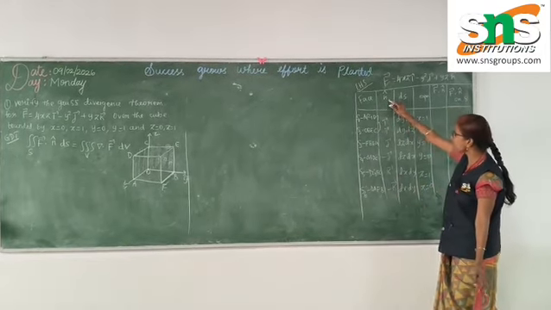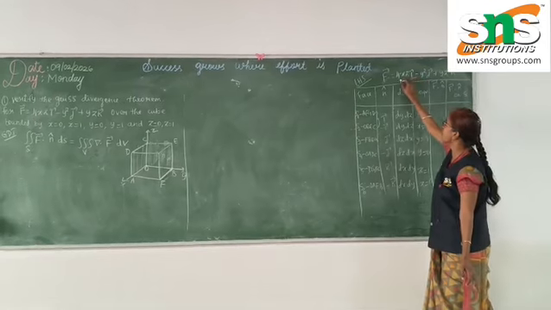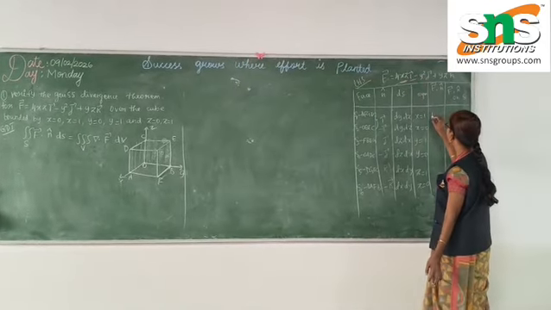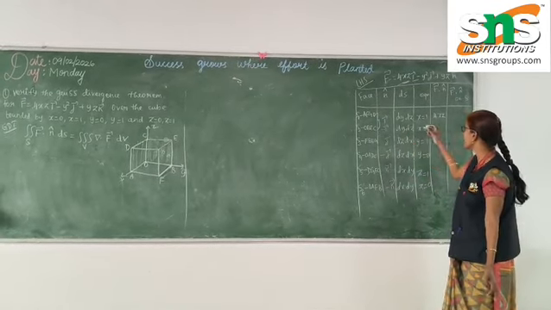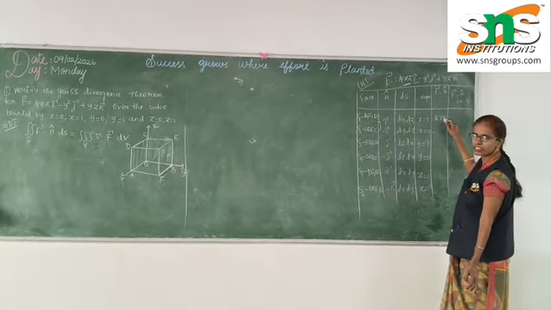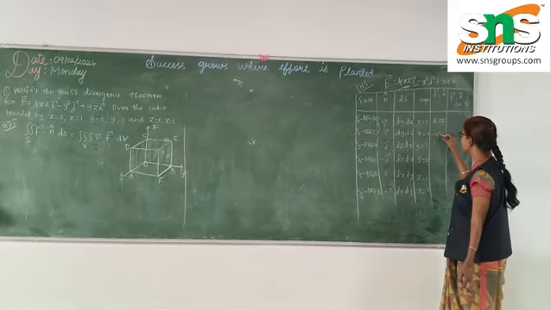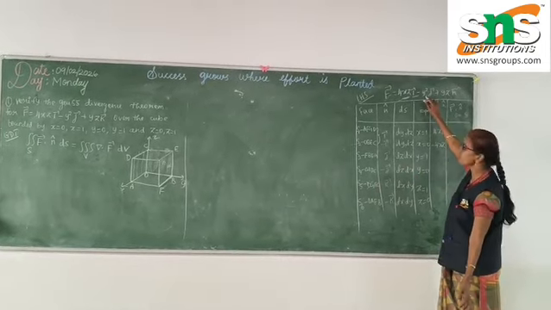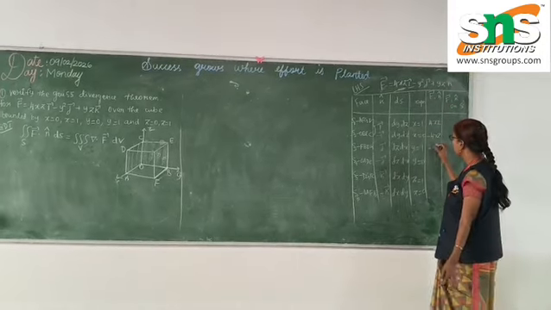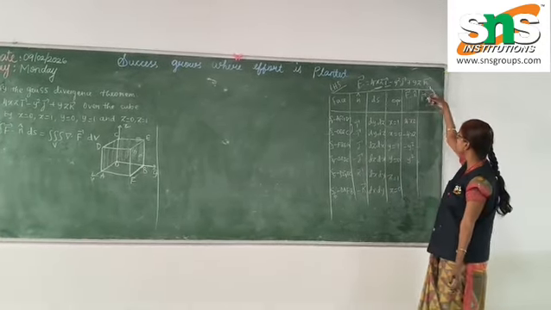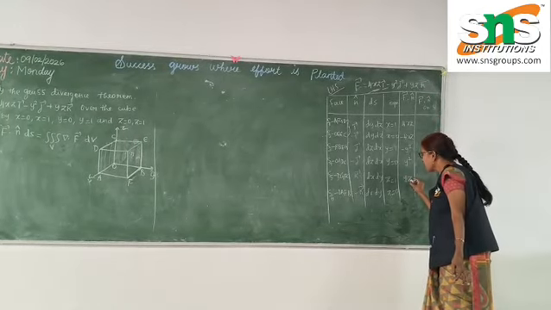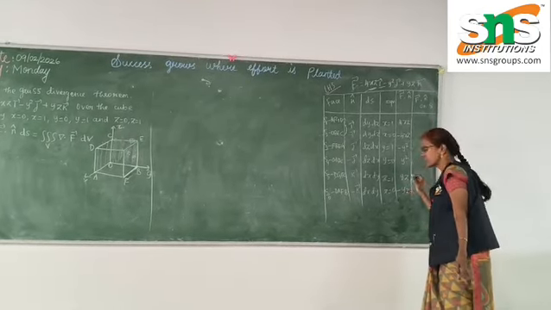So here n cap is i vector. That means I want to take the i coefficient, which is 4xz. The next one is minus i vector, which means the answer is the negative of this, which is minus 4xz. The j vector coefficient is minus y square, and the negative of this is y square. The k vector coefficient is yz, and the negative of that is minus yz.